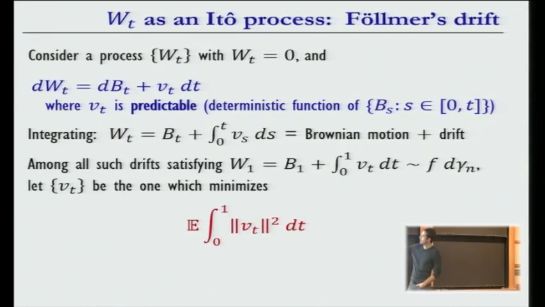So among all the drifts that get us distributed at time 1 according to the Gaussian measure on our set S, we want to take the one that minimizes the total energy that you had to expend to get there.